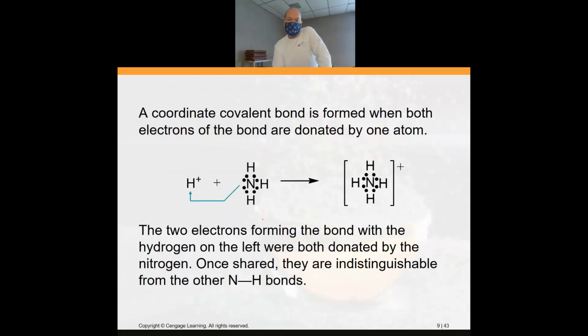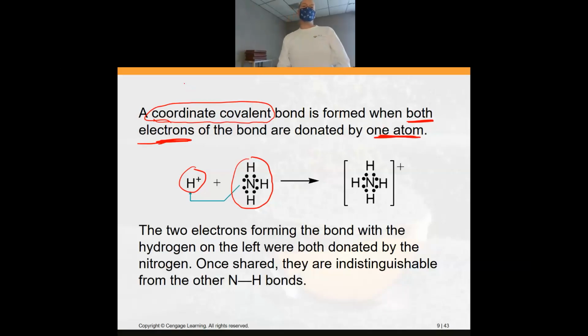All right, if we want to take an H plus and add NH3, what happens here is a different kind of bond. This is called a coordinate covalent bond. What that means is both electrons come from the same atom. That's the difference. Both electrons are donated by one atom.